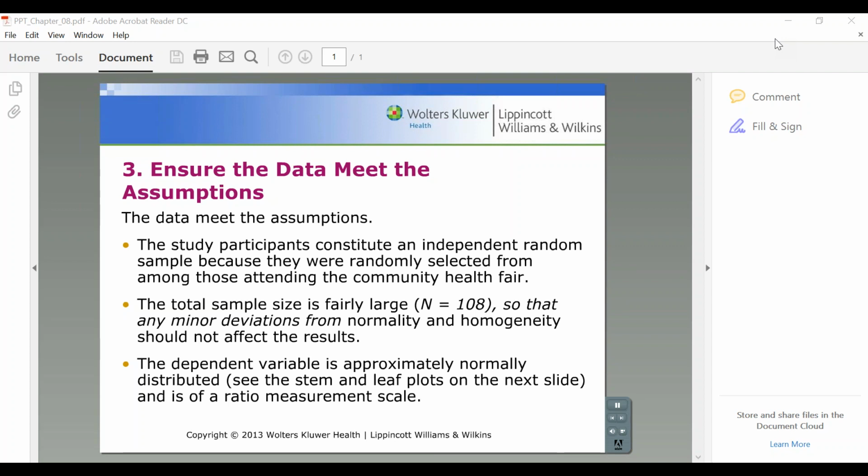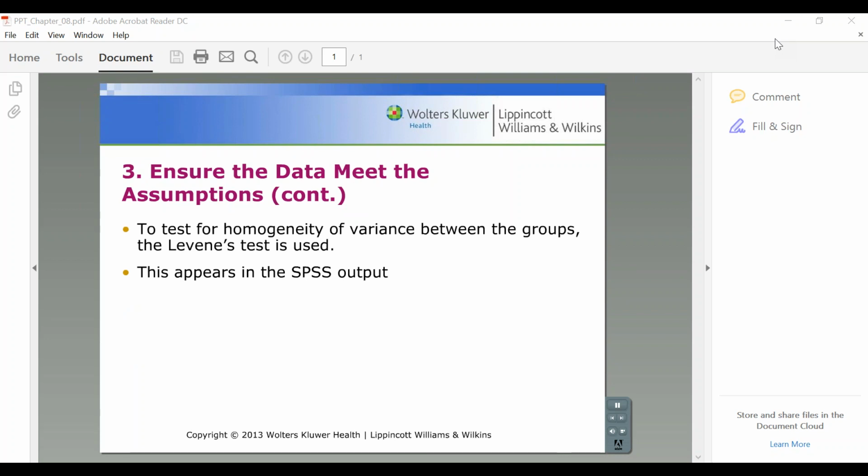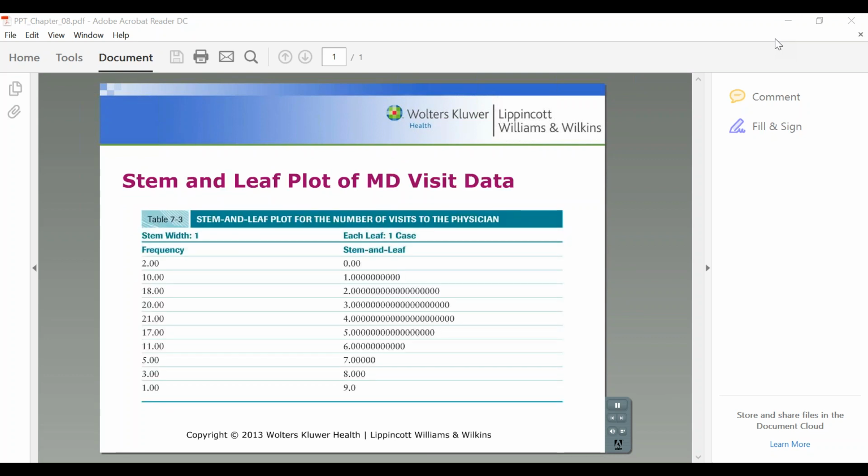And the dependent variable is normally distributed, and we're going to test that by looking at the stem and leaf plots. Okay, so we're testing for the homogeneity of variance between the groups. We want that to be non-significant, and that information appears in the SPSS layout. Here's a stem and leaf just to determine the frequency and that there is some type of normal distribution.